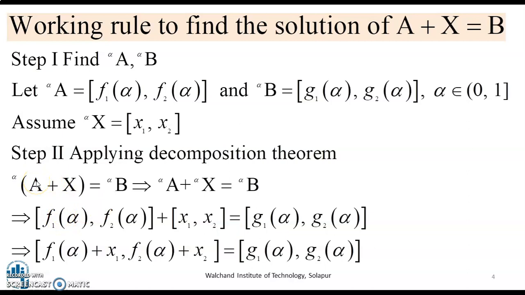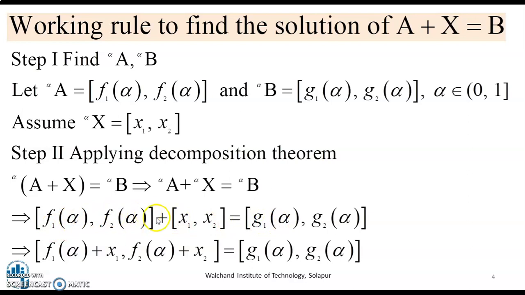First of all, we have to apply alpha cut on this equation. When we apply alpha cut on this equation a plus x equal to b, we get alpha cut of a plus x equal to alpha cut of b. And on the left hand side, we have to apply the decomposition theorem. The theorem is alpha cut of a plus x is equal to alpha cut of a plus alpha cut of x. And that is equal to the right hand side, alpha cut of b as it is. Now writing the expressions for these alpha cuts, we get this new expression.